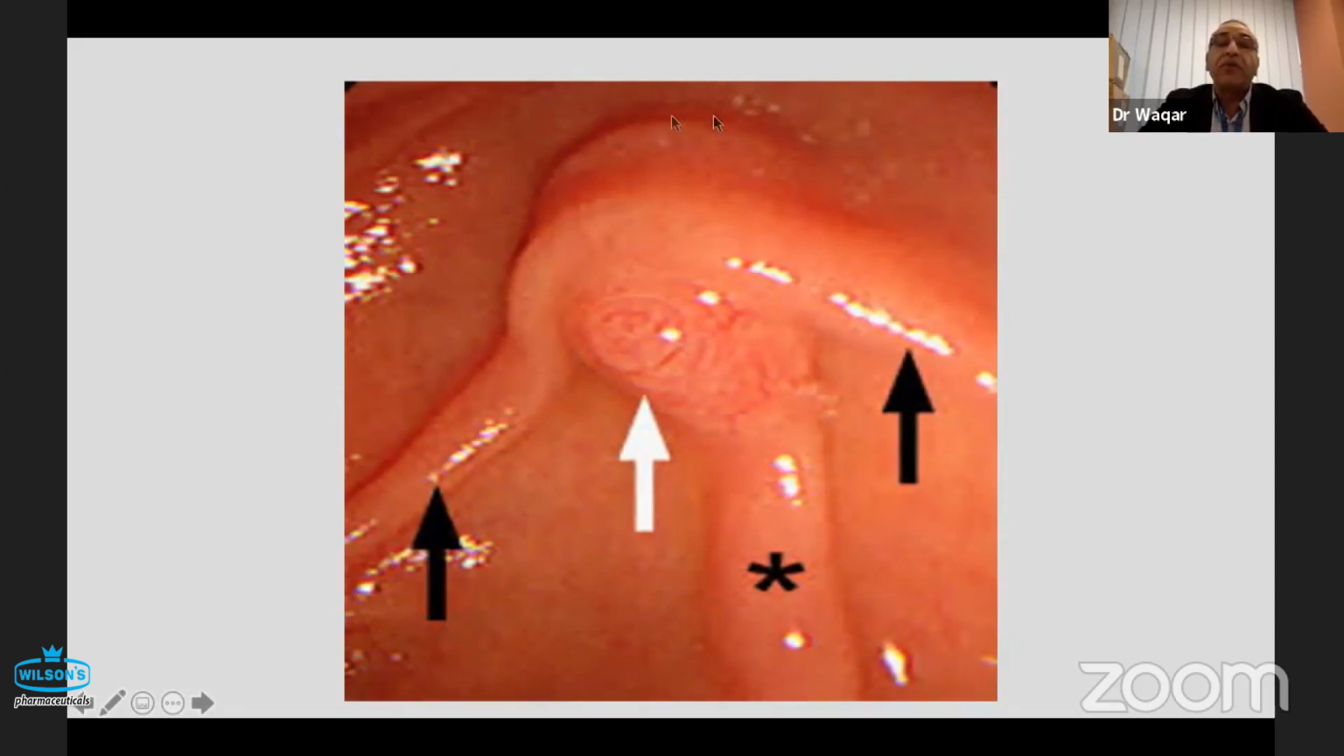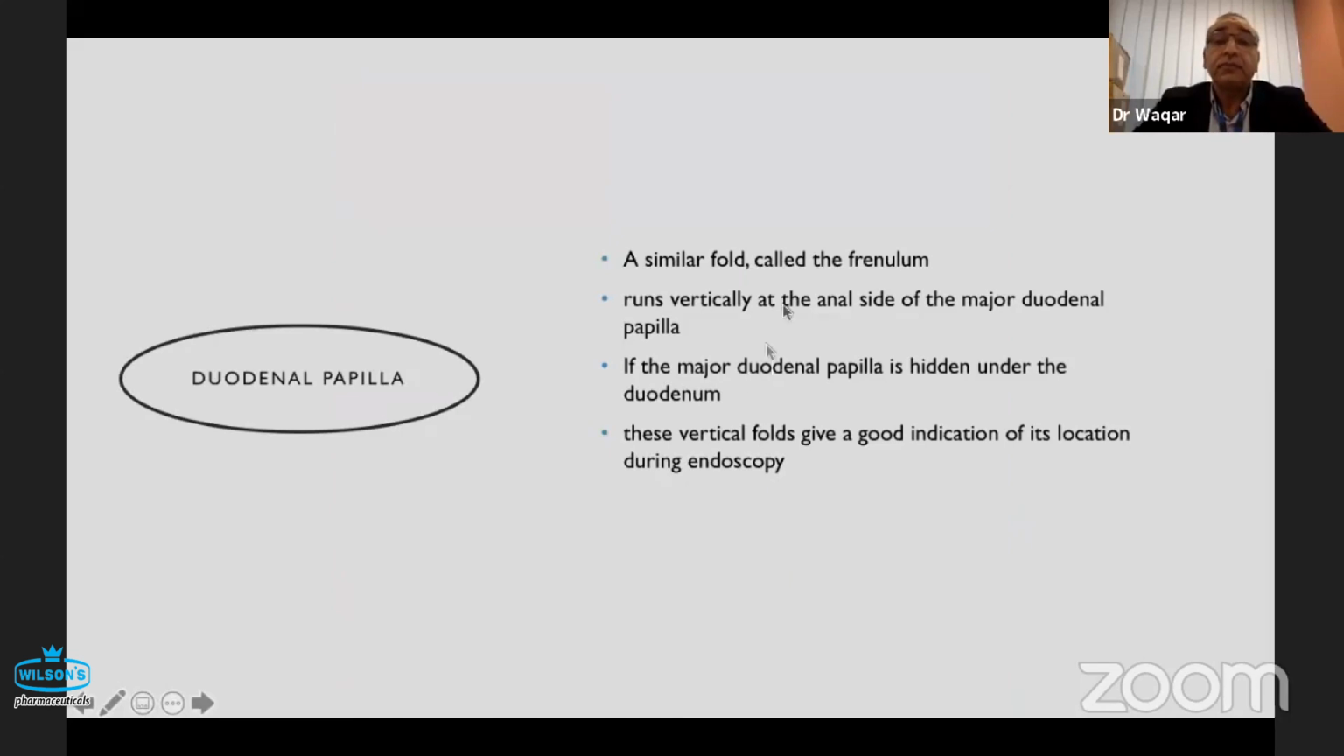So on the top, on the oral side, there's a circular fold, and then usually there's a second circular fold, which is also known as the covering hood, and that covers the papilla. And then there's a longitudinal fold, which comes from below, from the anal side, and that's known as the frenulum. And it's usually a good marker or indicator for the location of the duodenal papilla when it's not easily visible.